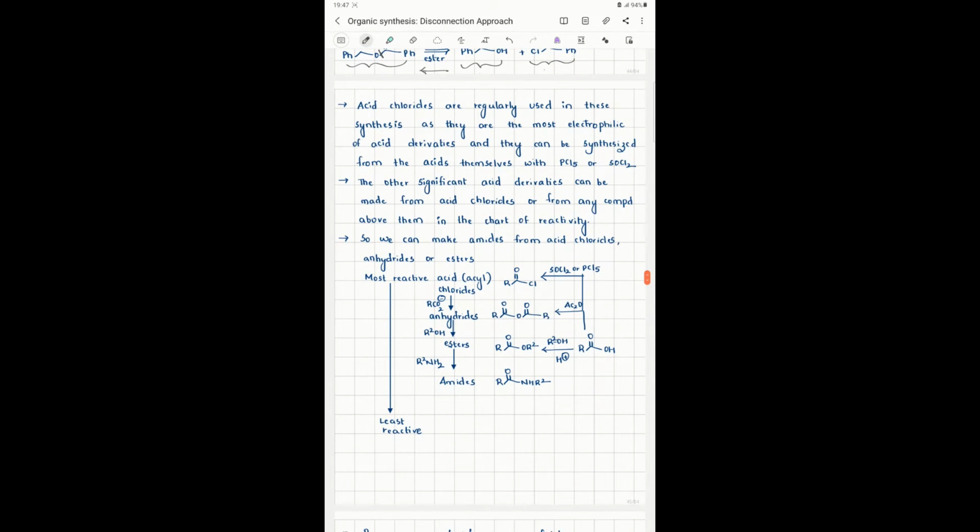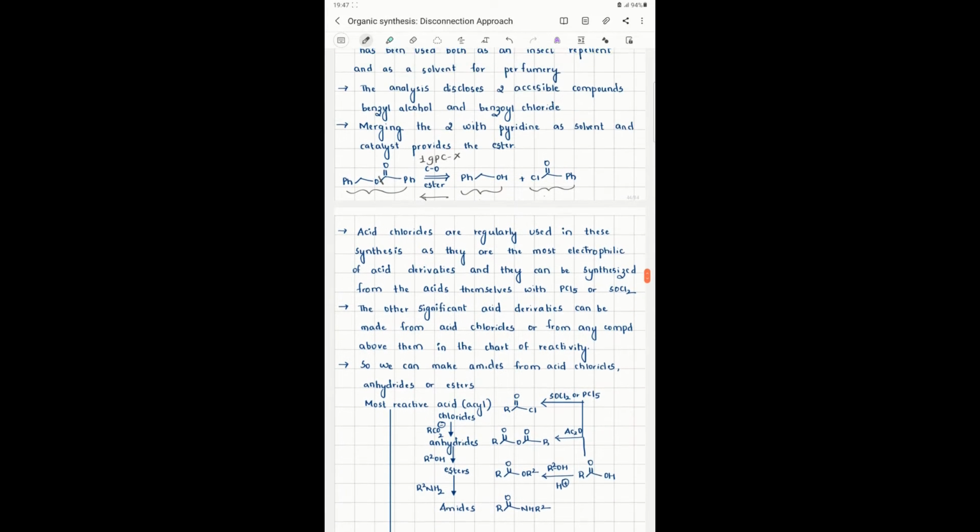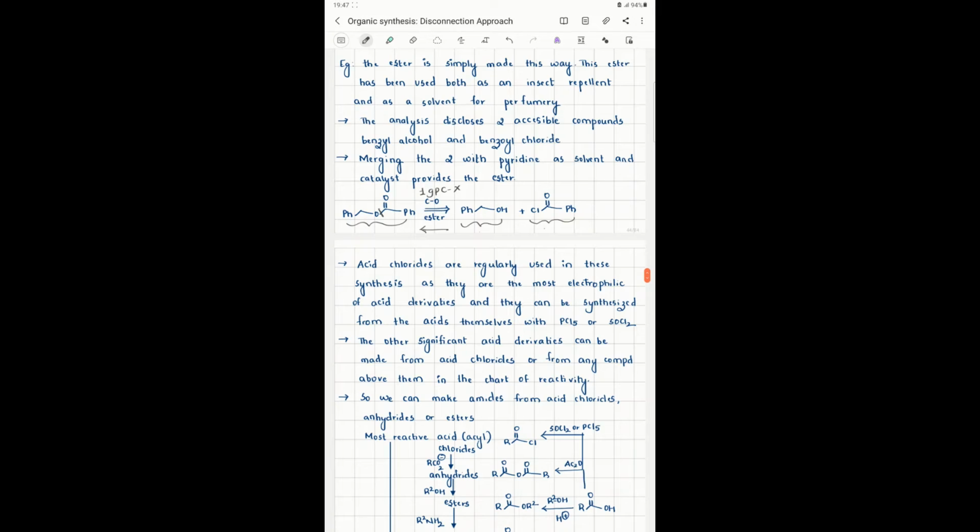Apart from the ester systems, we can observe that acid chlorides are regularly observed. When I say acid chlorides are regularly observed, it can be in the synthesis of an ester, or it can be in the synthesis of an amide. Acid chlorides are regularly used in such types of synthesis. This is because they are the most electrophilic of the acid derivatives. That means they can easily be attacked and the chlorine can easily leave.